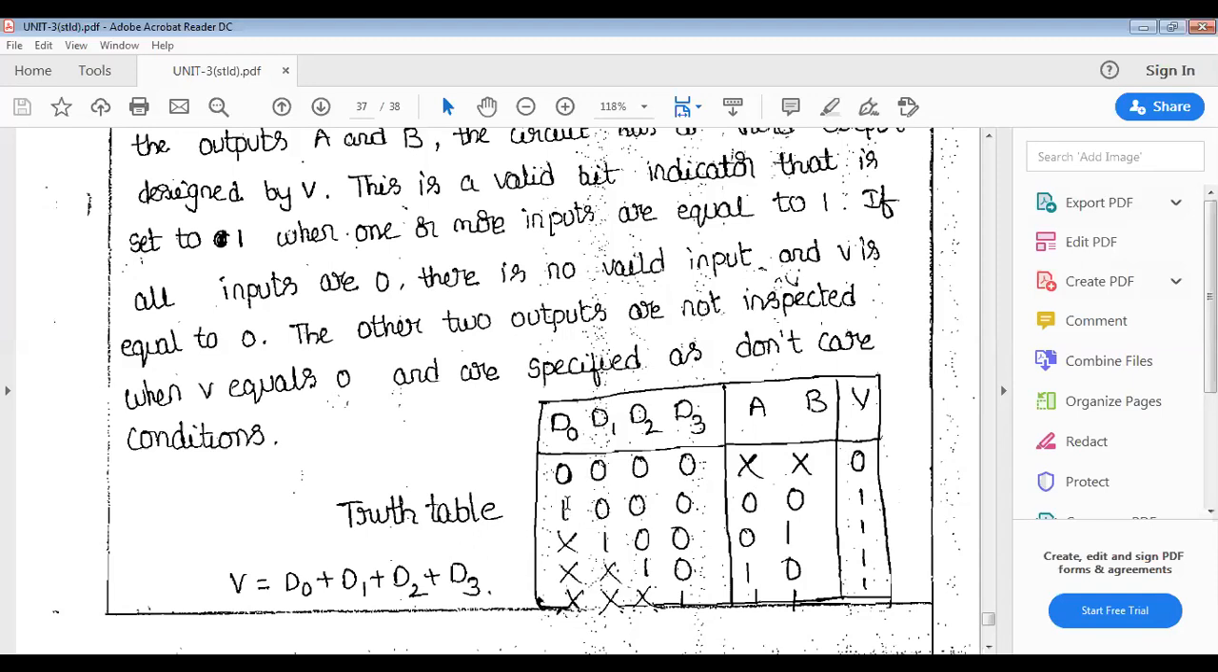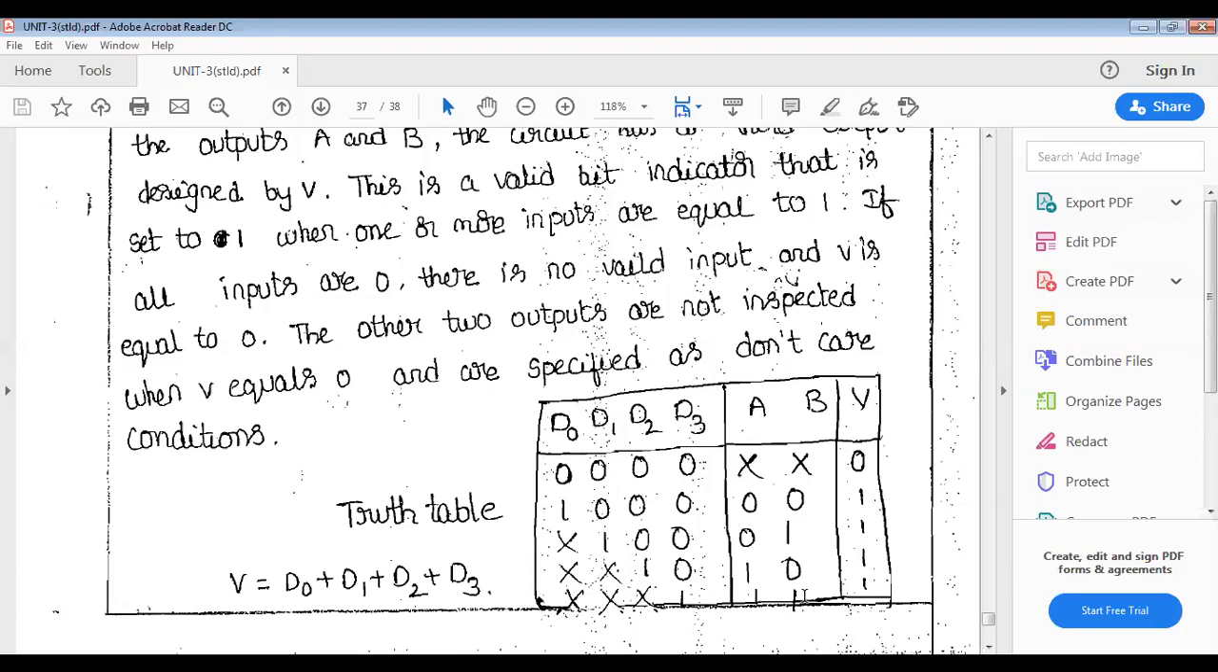When D0 is 1, the AB values are 0, 0. D1 is 1, the AB values are 0, 1. D2 is 1, the output is 1, 0. D3 is 1 and the output is 1, 1. Simply, it is a decoder. When I take 0, 0, D0 is high. 0, 1, the decimal value is 1, D1 is high. 1, 0, the decimal value is 2, D2 is high. And the remaining values are all 0.